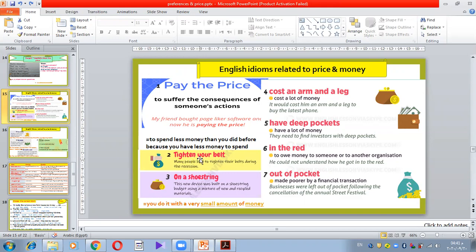Okay. Tighten your belt. What is meant by tighten your belt? To spend less money than you did before because you have less money to spend. So you have to tighten your belt. We have the same in Arabic. The same word in Arabic. Many people had to tighten their belts during the recession.